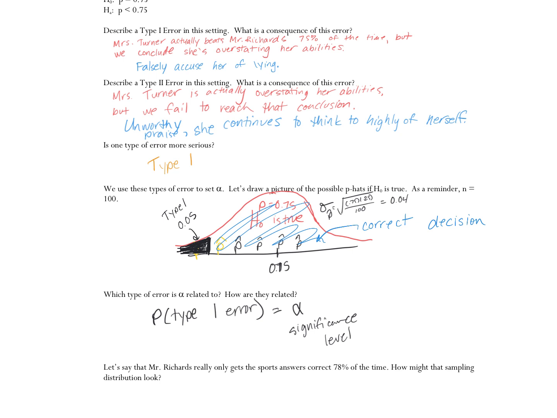So, given that we said a type 1 error is more serious, do you think maybe we should... couldn't you minimize it by making alpha small? So lowering alpha lowers the risk of a type 1. Awesome.